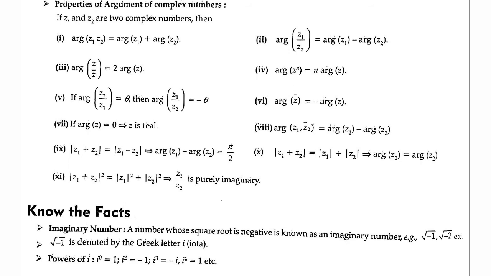We have a few facts we should know about imaginary numbers. A number whose square is negative is known as an imaginary number. So the square root of minus 1 is denoted by the Greek letter i, iota. The power of i to the power 0 is what? 1. i square is minus 1. i cube is minus i. i to the power 4 is 1. Right students?